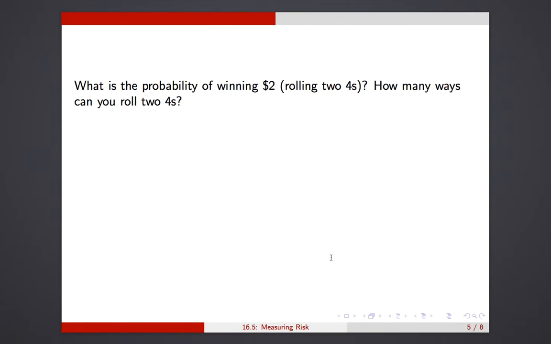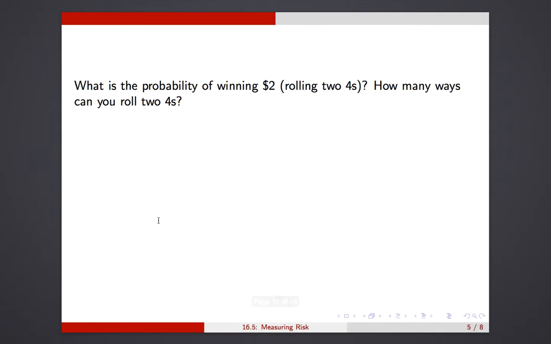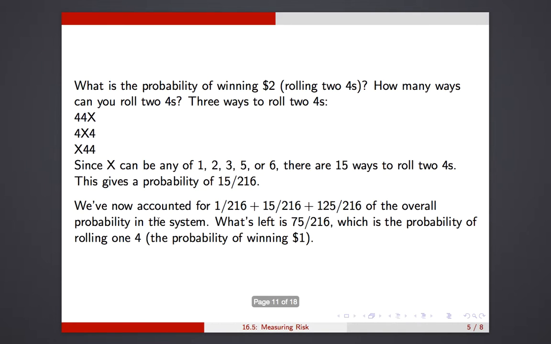What is the probability of winning $2, which is rolling 2 fours? Okay, so we're halfway there. We've analyzed the probability of winning the most. We've analyzed the probability of winning the least. Now we have the 2 in-between cases. So the probability of winning $2 is equivalent to asking, what is the probability of rolling 2 fours? So let's think about that.